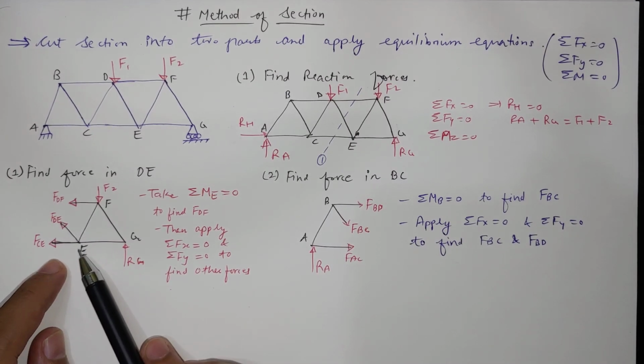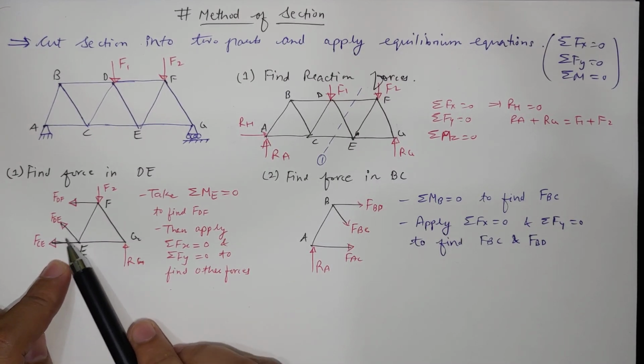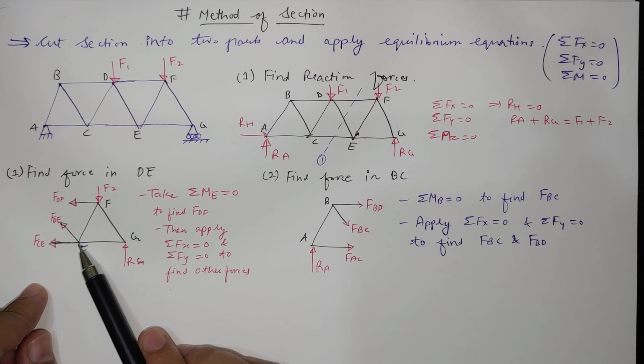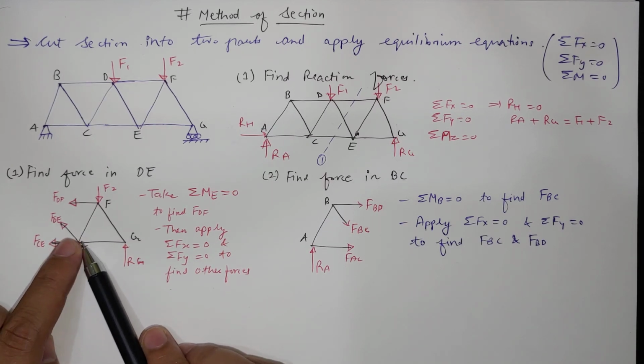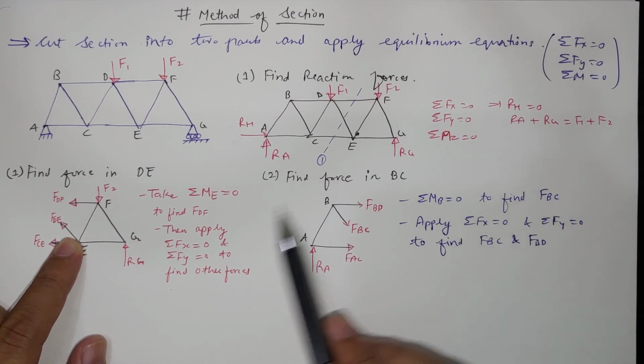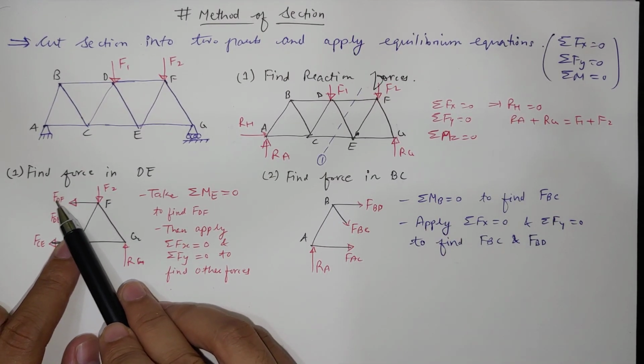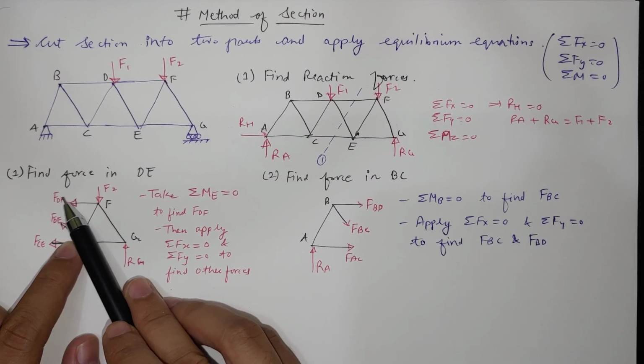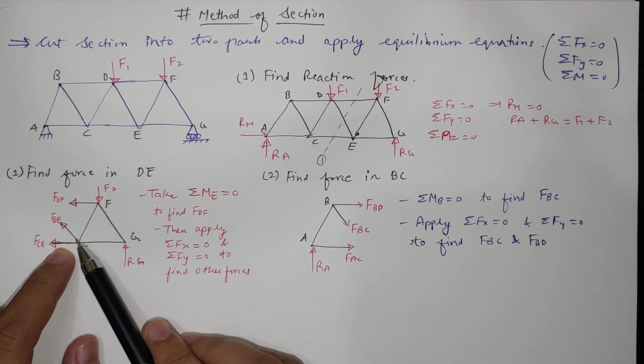Now if we take moment at point E, then two of these forces pass through point E, so their moment will be 0. Then F2, RG, which is already found from the reaction forces, and the third variable FDE remain. So FDE can easily be found if we take moment at point E.